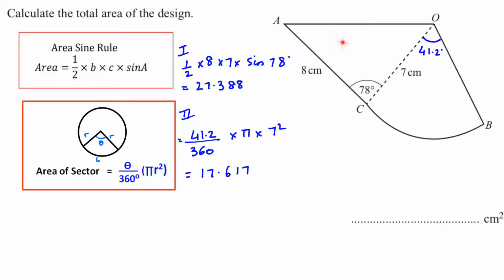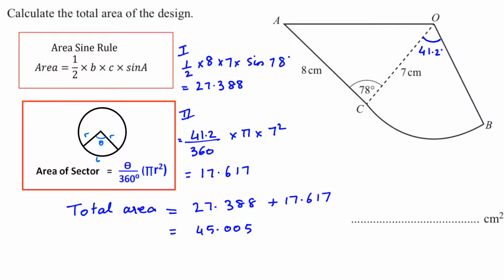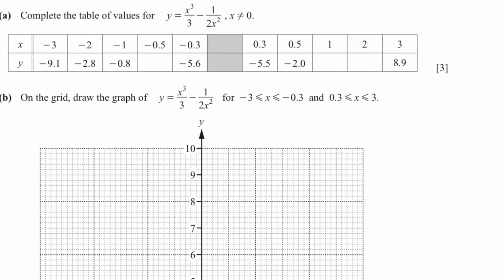Now the total area will be area 1 plus area 2. The total area is equal to 27.388 plus 17.617, and we'll get 45.005, which we rounded to one decimal, we'll get 45. Therefore, the total area is equal to 45 square centimeter.